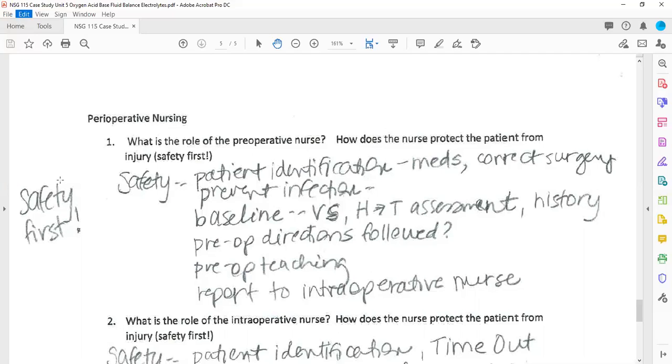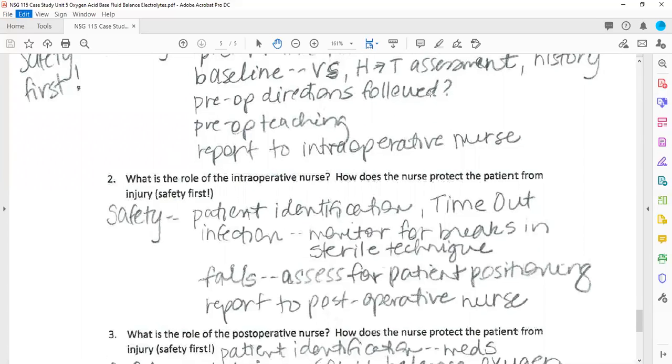Okay. Keeping in mind that pre-op, they may be getting patients from an inpatient area. So if we're in a hospital, maybe this is a patient coming from the med-surg floor to surgery. So we may be getting report from another nurse. Or this could be a patient that's coming from home to an outpatient surgery center or to the hospital for an outpatient procedure.